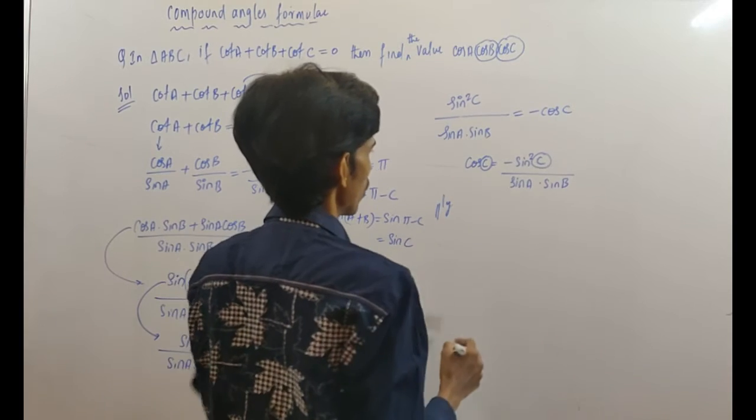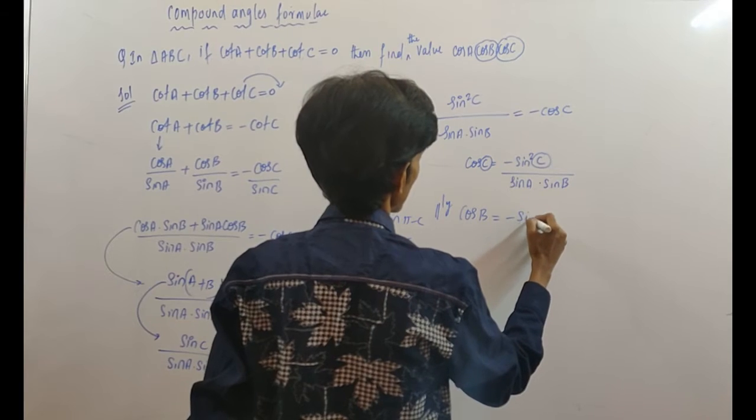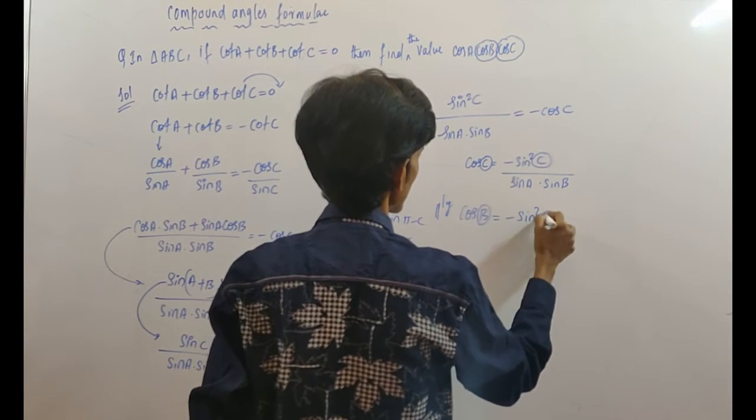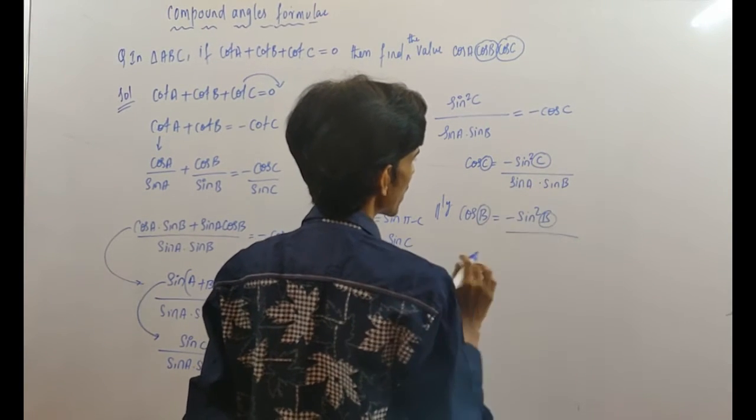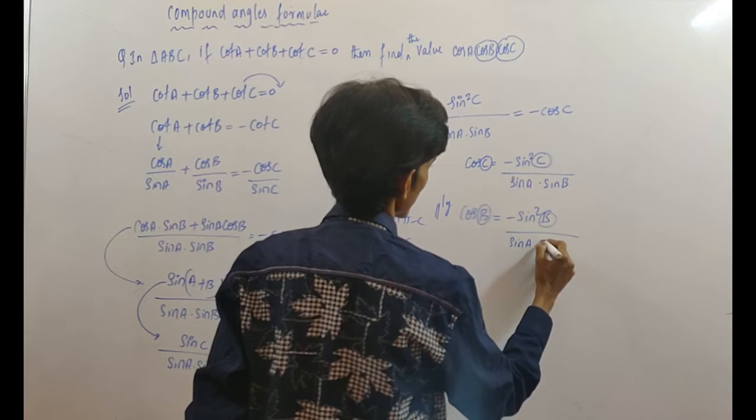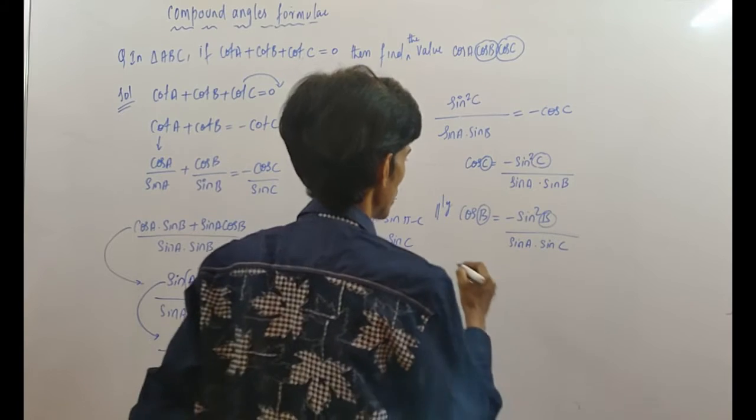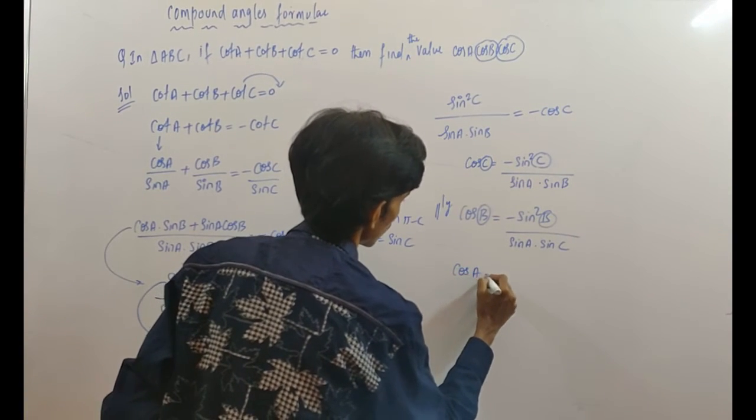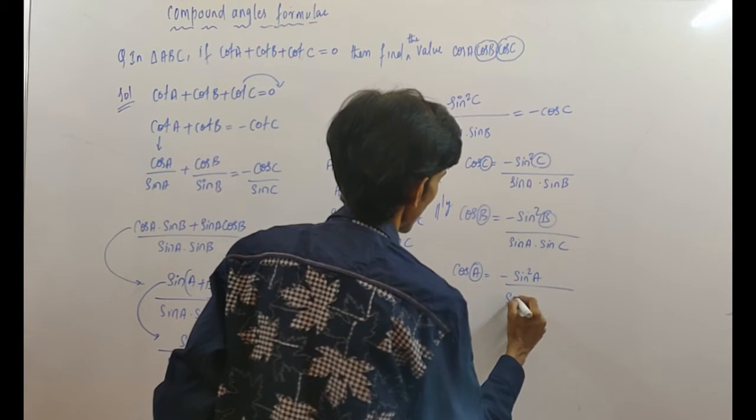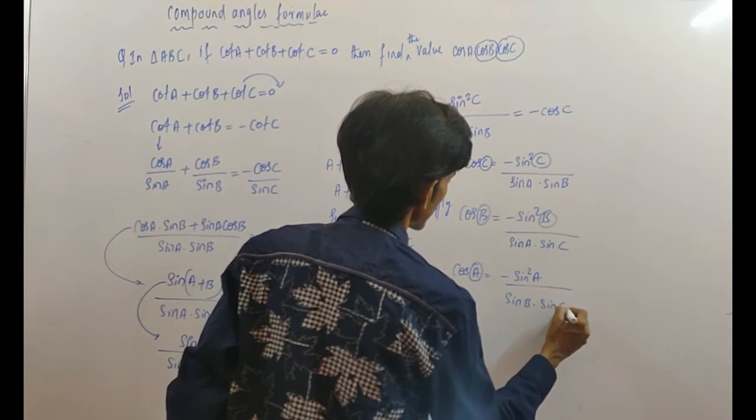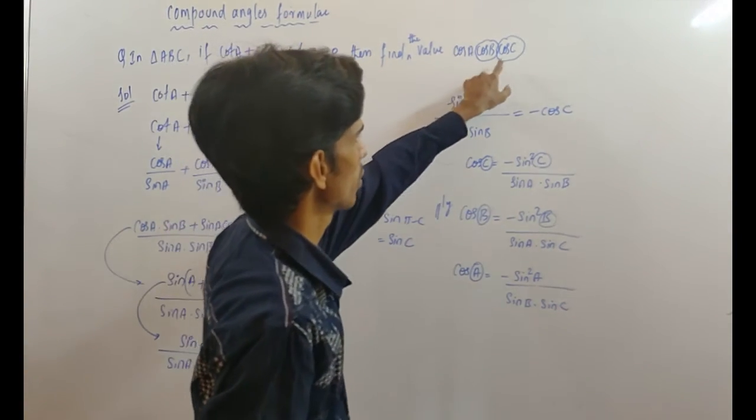Similarly, for cos B we have minus sine square B divided by the opposite ones. C is there, so A and C are there: sine A sine C. Similarly, cos A value, A is there, so it will become minus sine square A divided by sine B into sine C. Now we have got cos A, cos B, cos C.